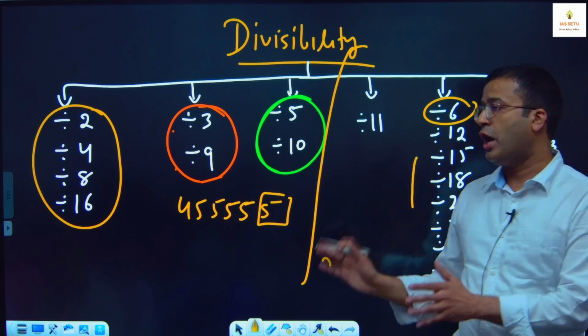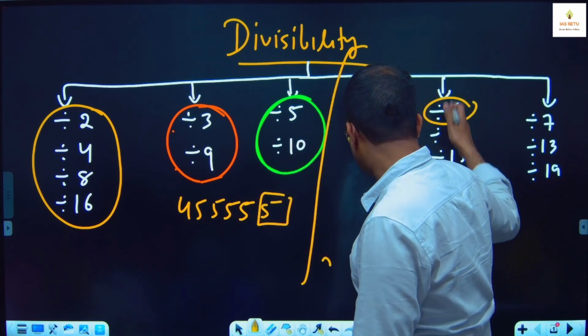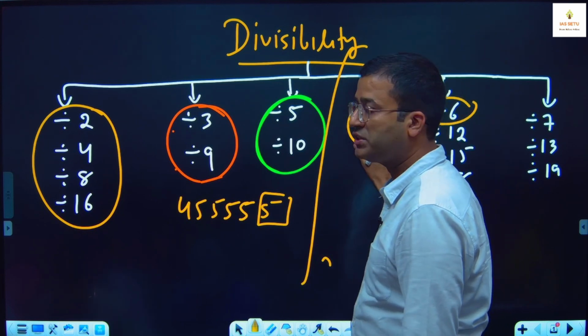Okay, now we start with divisibility of 11, then I will cover this part which is very very important. ये part सबसे important है, but first divisibility of 11.